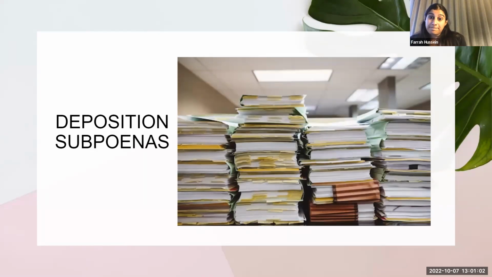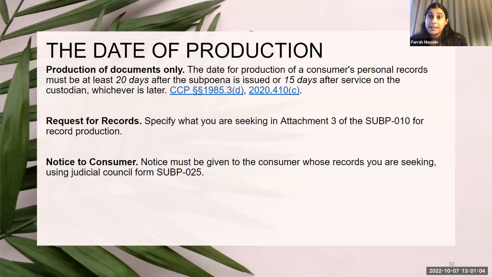Depo subpoenas. So production of documents. So you can have someone bring documents with them to the deposition. The CCP code sections that mention this are 1985.3 and 2020.410. I know we have a hard stop at 1, so I won't read them to you. But essentially, when you issue a deposition notice, you can make them bring things with them. And those sections cover how that is to be done.